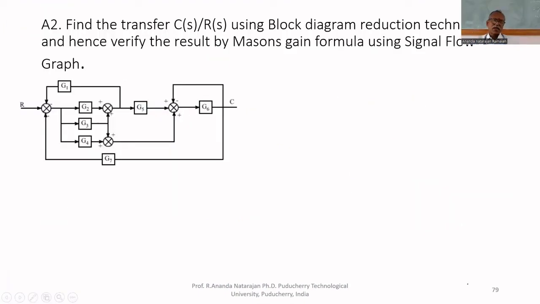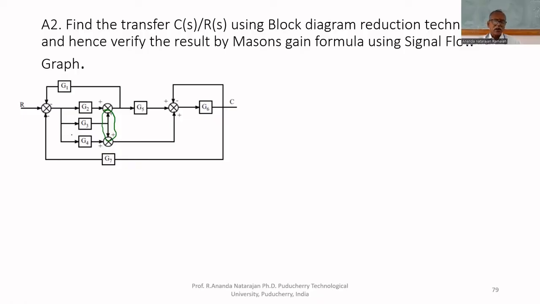Second sum, part A group. Find the transfer function C of S upon R of S using block diagram reduction technique. Hence, verify the result by Mason's gain formula using signal flow graph. So here, see the direction. This passing through G3, one goes downward, another goes upwards.